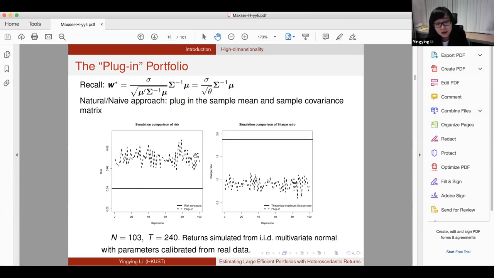And then the high risk was not really compensated with high returns. If we look at the Sharpe ratios, because this is a simulation, we know the optimal Sharpe ratio. The theoretical optimal Sharpe ratio is, again, the black solid line here, but the plug-in portfolio can only reach maybe about half of that level. So this is definitely a worrisome situation.